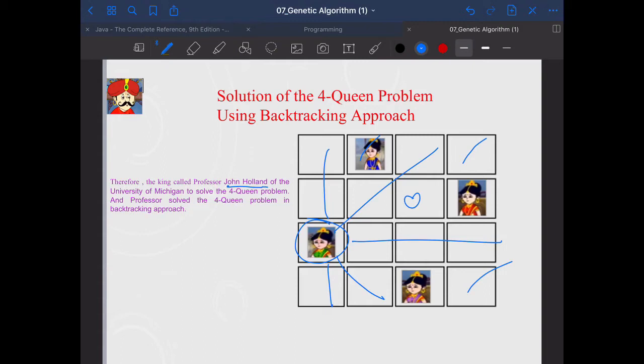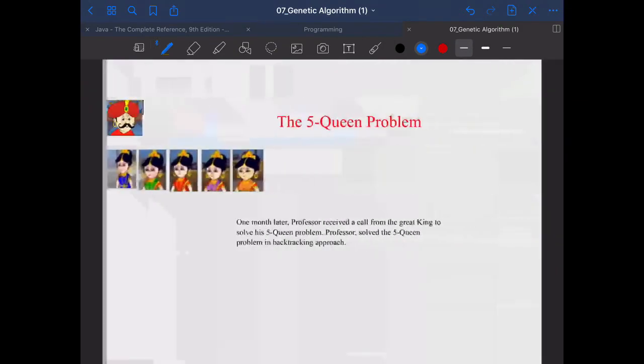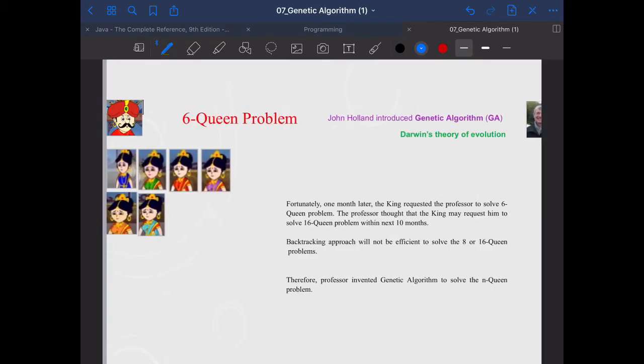Looking into each place, getting stuck, then looking into alternative places, and as the number of queens increases, the problem becomes much harder to solve. And this is what happened. So the king married another queen, so now it becomes the 5 queen problem. Previously it was the 4 queen problem, and again the king now had 6 queens, so the problem became very hard to solve using backtracking.